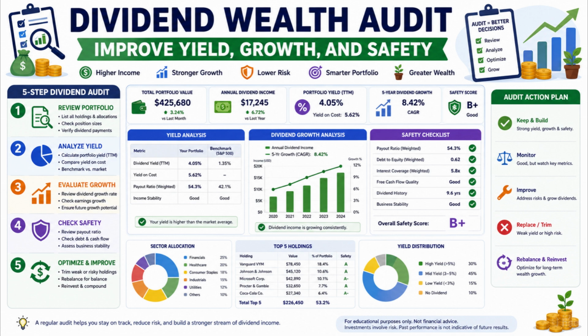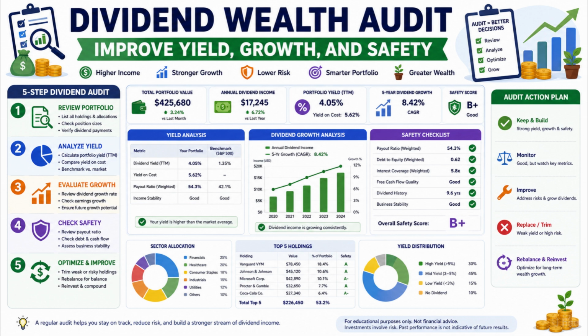Some holdings may produce yields above 5%, others may provide yields between 3 and 5%, and some may offer lower yields with stronger dividend growth. A balanced portfolio may combine current income with future growth rather than concentrating only on the highest-yielding investments.